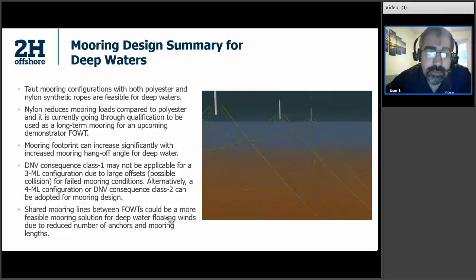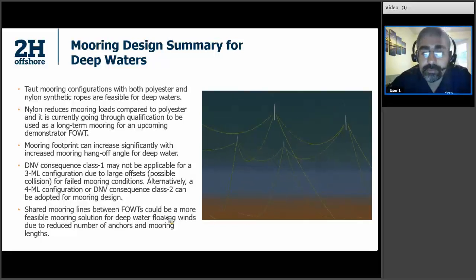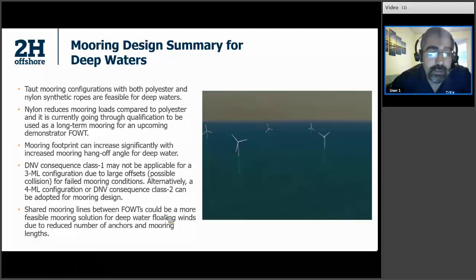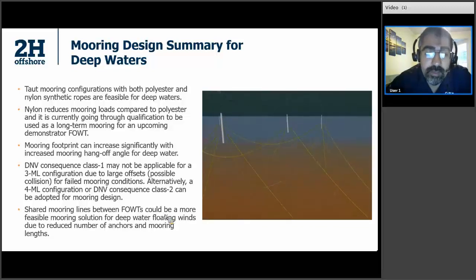In deep water, as opposed to shallow water, the mooring hang-off angle can become more significant and can amplify the mooring footprint. So we might have to stay within certain limits. I guess the most important one is that DNV consequence class 1, which is a redundant system, may not be applicable for a 3 mooring line system for deep water floating foundation because of the large offsets experienced when a line fails.